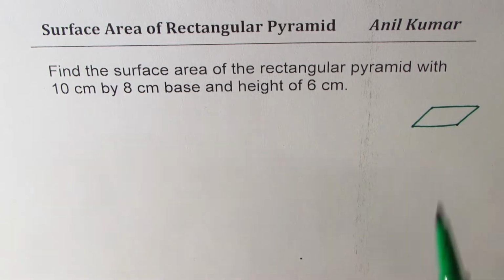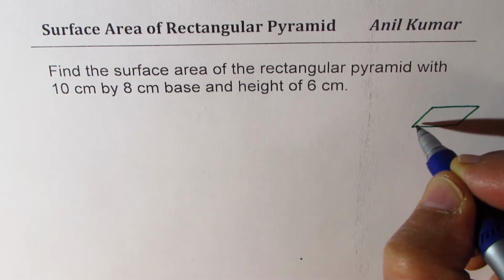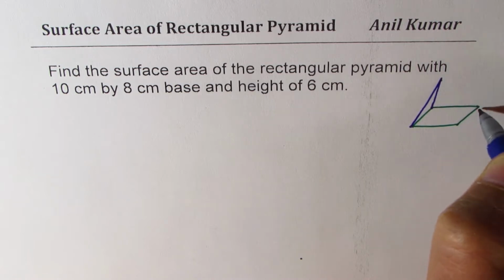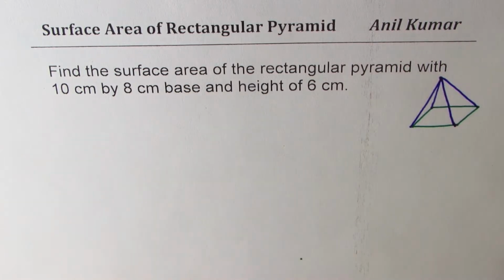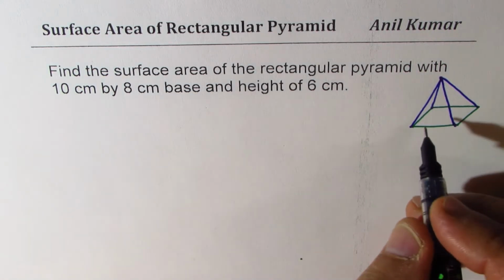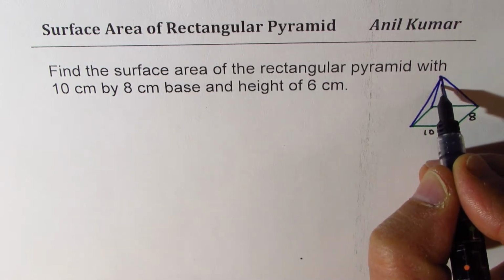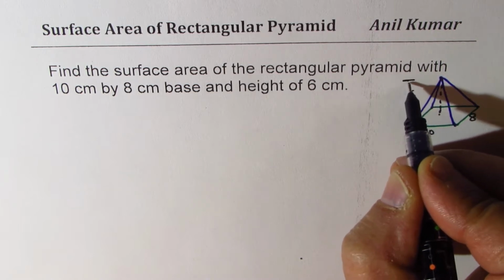So let's say this is the rectangle 10 by 8 and let me sketch the height portion with the help of a different ink. So let's say this is a point here which gets connected to all these points. Okay, so we get a rectangular pyramid. Now in this pyramid we have base of 10 centimeters by 8 centimeters and the height is given to us as 6 centimeters. So this height is 6 centimeters.